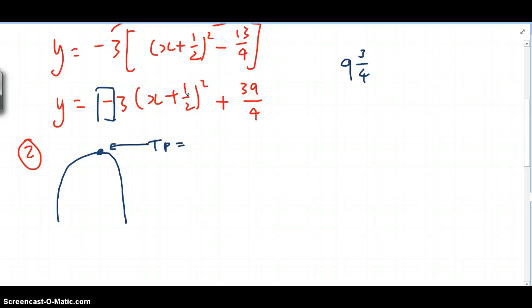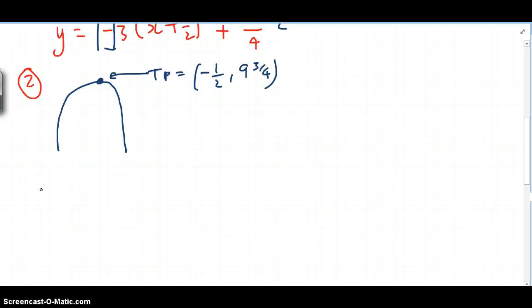So the graph will be a negative, and the turning point will be, what we need to do is we need to flip the sign. So this is going to be negative a half and 9 and 3/4, as you can see, because I've just simplified 39 on 4 to become 9 and 3/4.